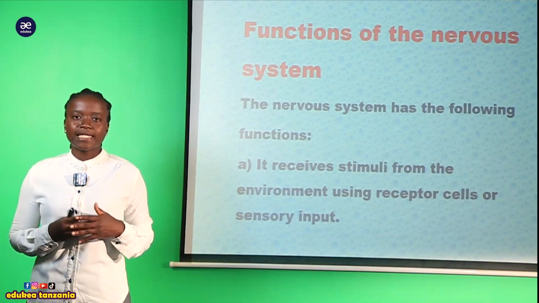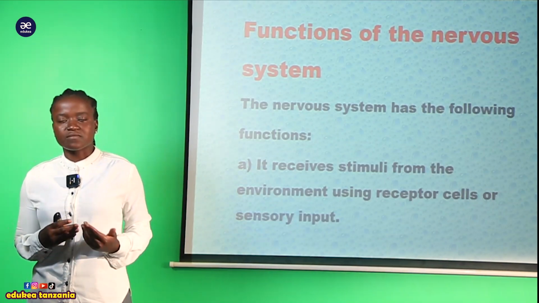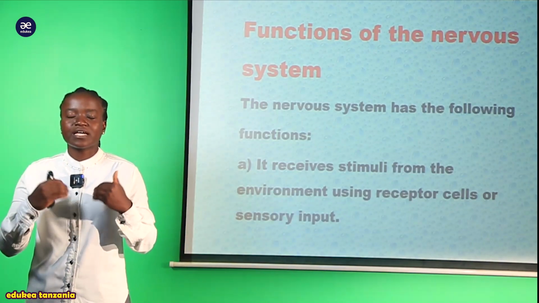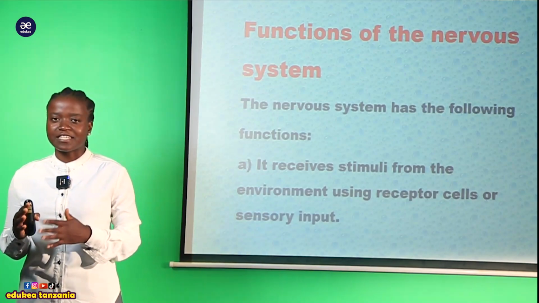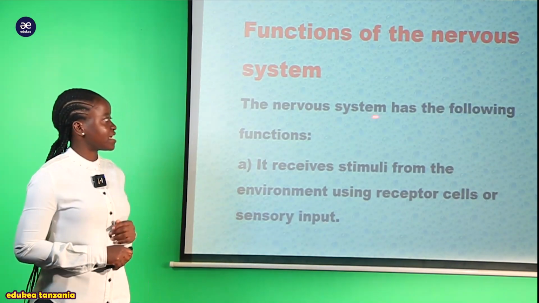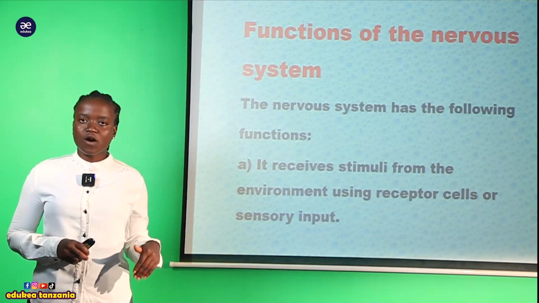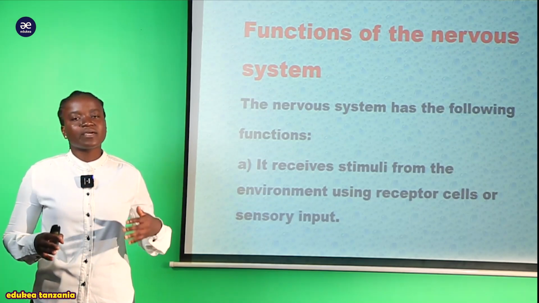So tutaenda kuangalia functions za nervous system. Hizi nervous system zinakuwa na kazi gani ndani ya mammal au ndani ya an organism, especially mammal. A good example you can take is a human being. So here we are saying that the nervous system has the following functions. This nervous system that is found within the human being or within an animal, tunasema kwamba it has got a lot of functions.